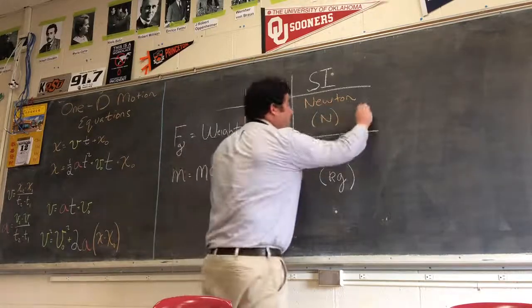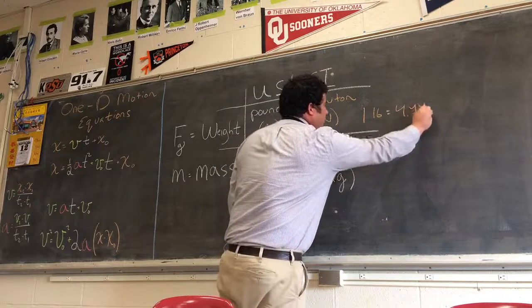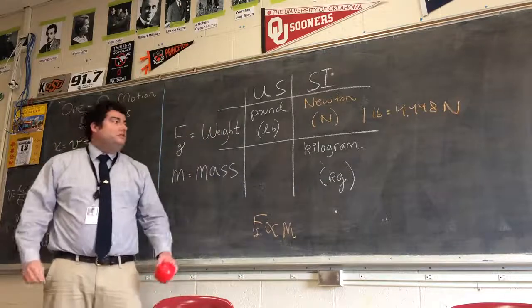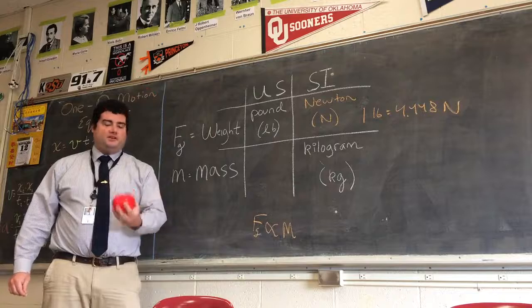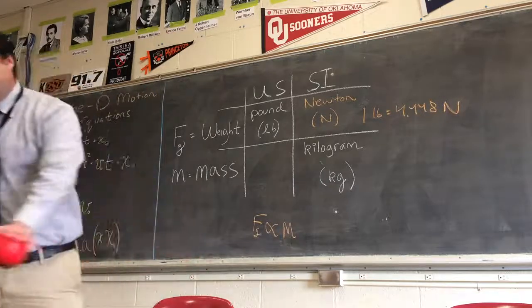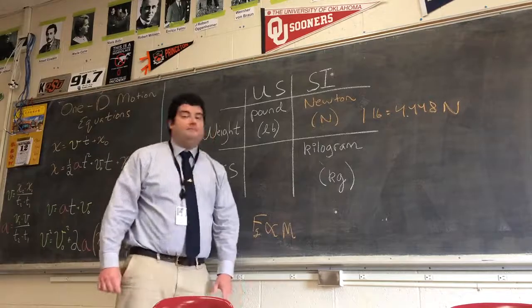And 1 pound is 4.448 newtons. So a newton's about a quarter pound. In class, you'll see this little foam apple. Everyone can toss it around. It weighs a newton. Also, think of a quarter pounder with cheese. That's a newton. We'll use that all the time.